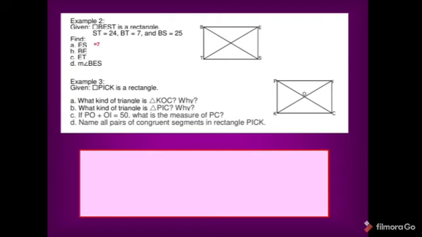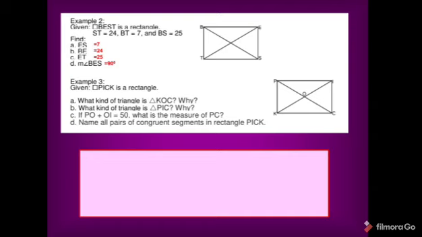Okay, so the answer is segment ES is 7, BE is 24, segment ET is 25, and the measure of angle BES is 90 degrees. Is that clear? Let's now proceed to example number 3.